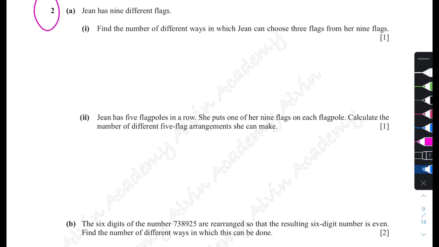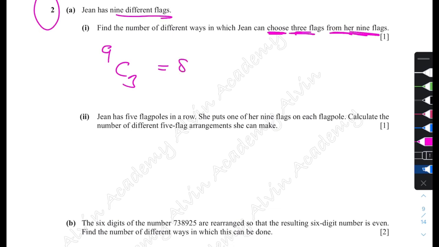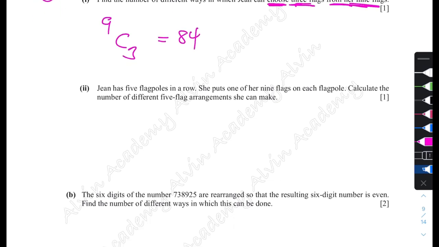This should be our last question for the day. I am getting tired. It says Jen has 9 different flags. We should find the number of different ways she can choose 3 flags from her 9. So choosing means combination. 9 combination 3 would be 84.